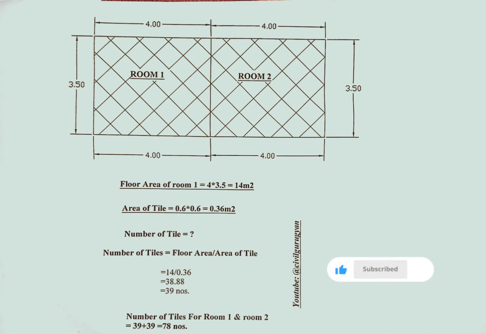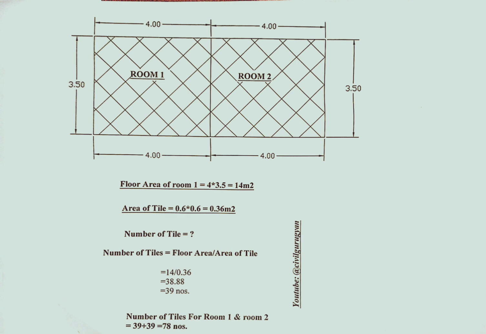Similarly, if we consider the area of a tile is equal to 0.60 into 0.60, then it is equal to 0.36 meter square. Now we have to calculate the number of tiles required for room 1. We have number of tiles is equal to floor area by area of tile. We have floor area is equal to 14 and area of tile is equal to 0.36. Then we get the value 39 numbers.